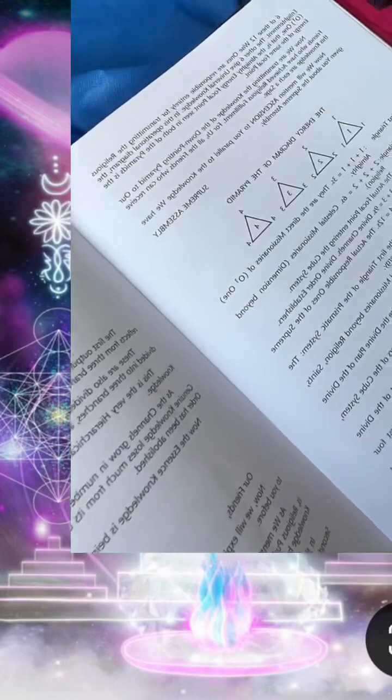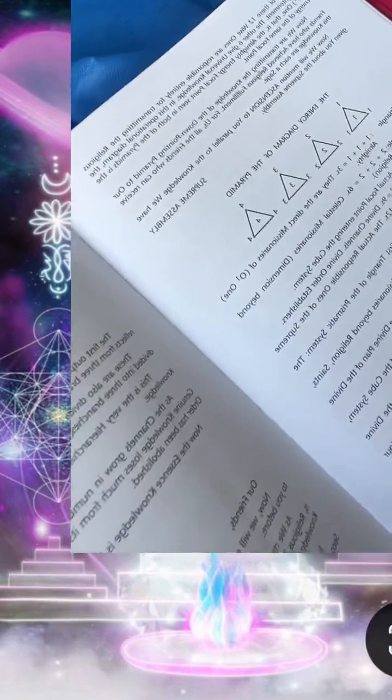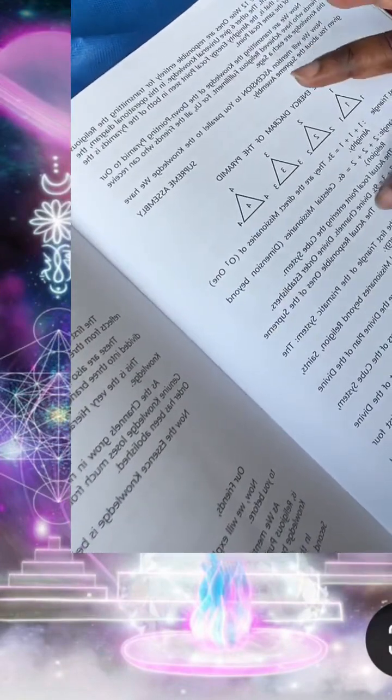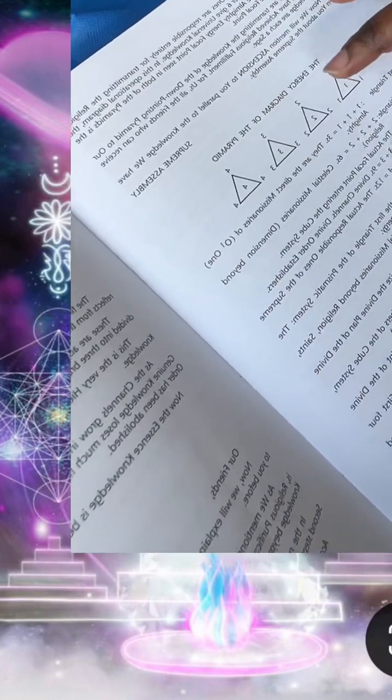Third triangle, 3 plus 3 plus 3 equals 9. Divine channels, divine order establishes. Fourth triangle, 4 plus 4 plus 4 equals 12. The actual responsible ones of the Supreme Assembly.